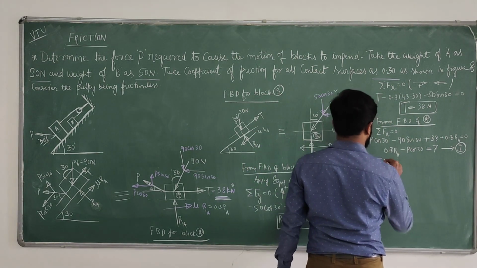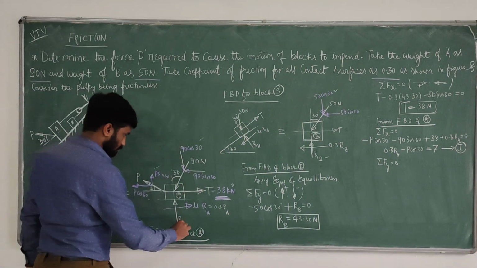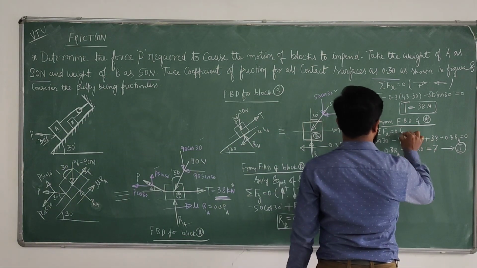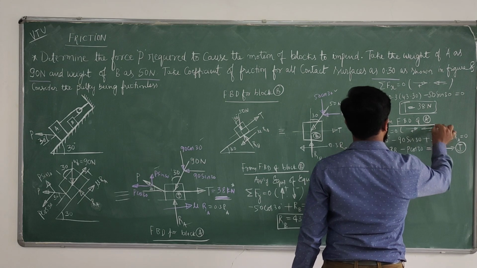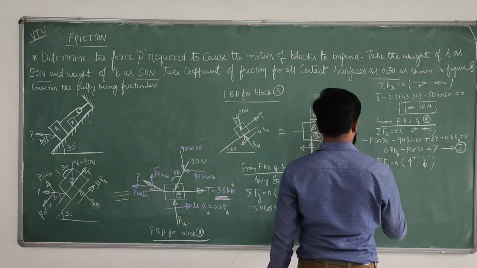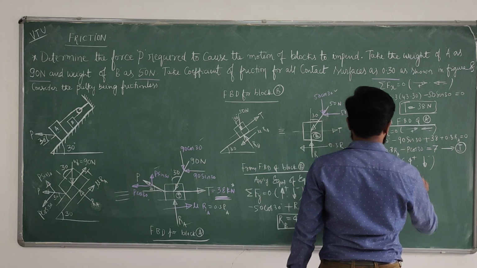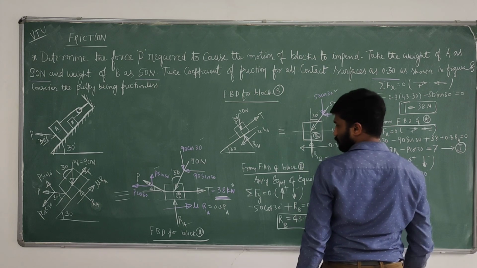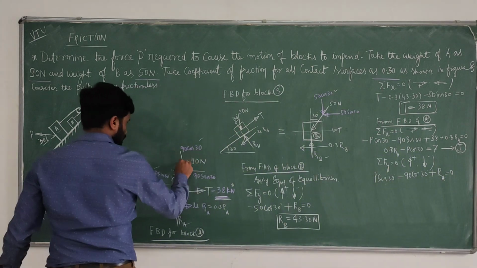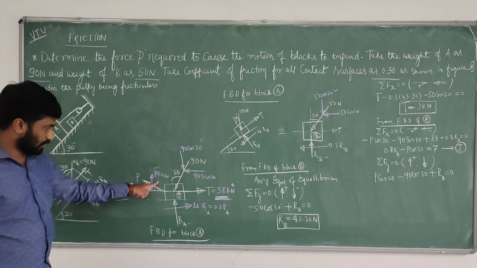Next, apply sigma Fy equals 0 for the same block A. Here we have 3 forces. Use the regular sign convention: right side forces are positive, left side forces are negative; upward forces are positive, downward forces are negative. Therefore P sin 30 minus 90 cos 30 plus RA equals 0. Minus, because it acts downward, minus 90 cos 30; this is acting upward, plus P sin 30; this is acting upward, plus RA.